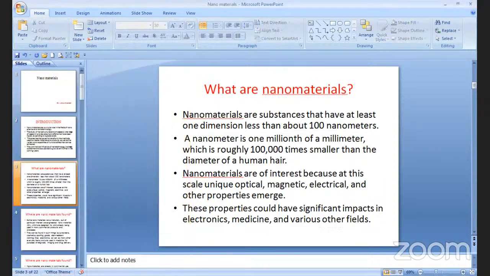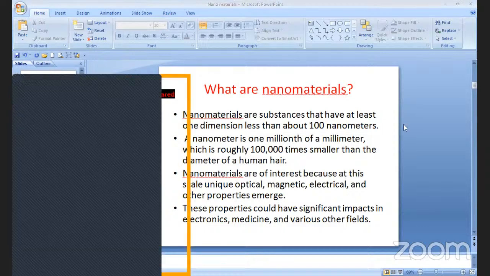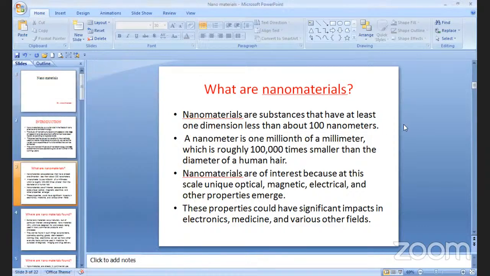So these properties could have a significant impact in electronics as well as medicine, and all those things. It is having a significant impact. That is the reason why these nanomaterials are very much used nowadays, as so much research is going on these days. Okay, so those are the very good properties which we have.